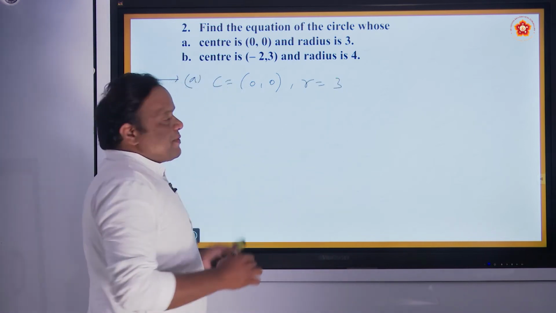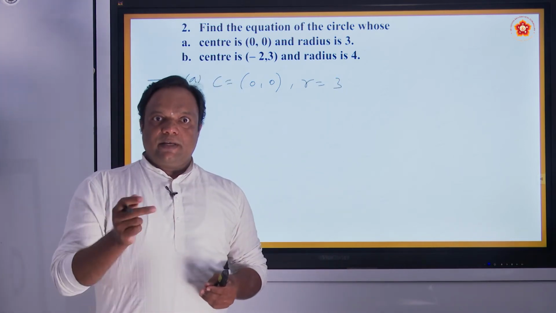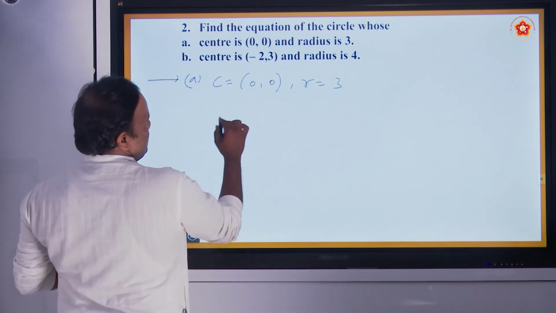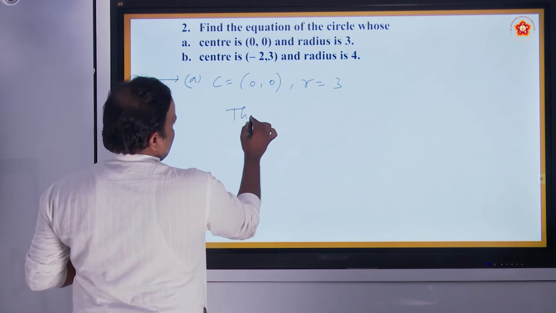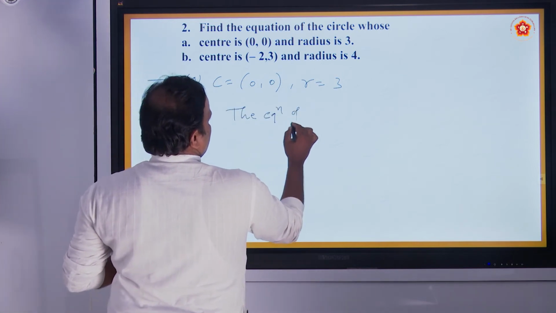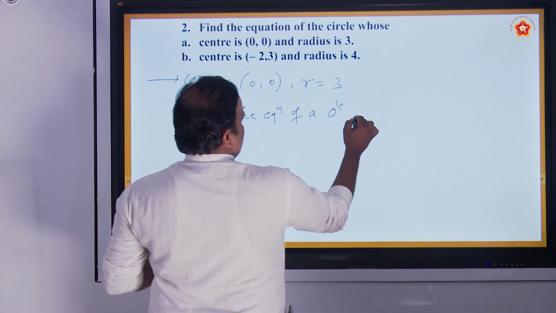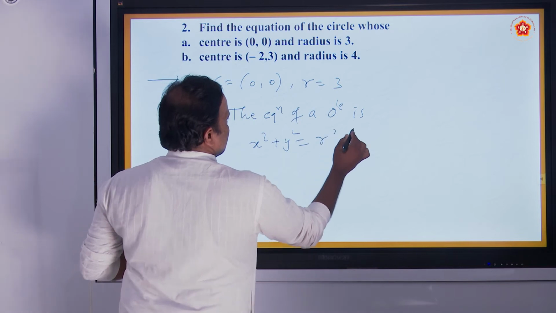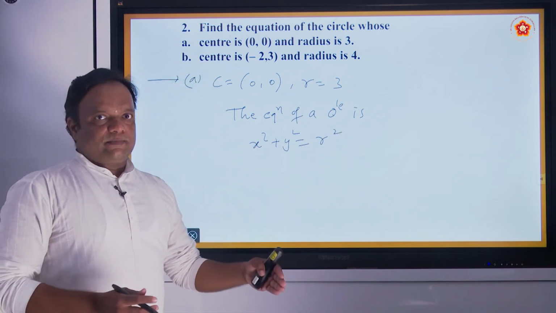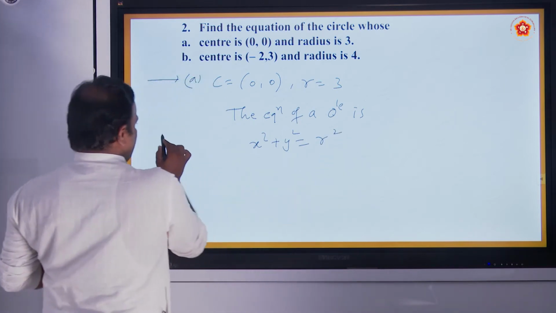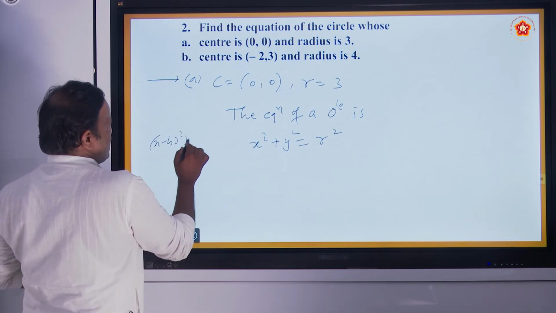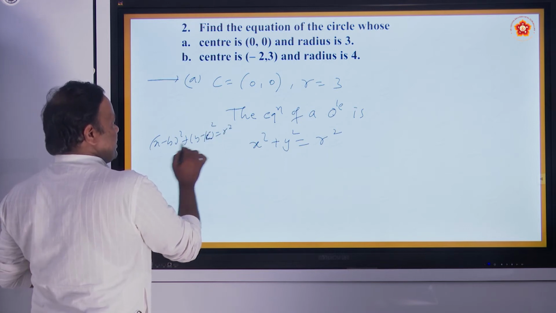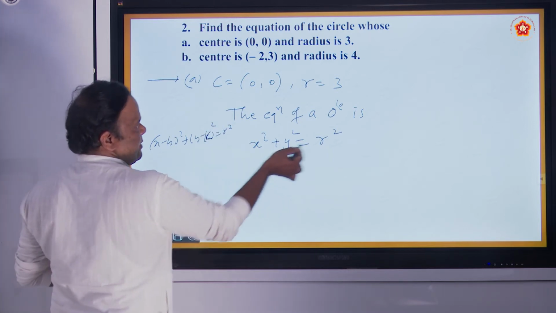So use the equation of circle, center radius form, when the center is the origin, that means 0 comma 0. The formula is x square plus y square is equal to r square when the center is origin. Otherwise use the formula (x minus h) whole square plus (y minus k) whole square is equal to r square. This is also correct. Put h equal to 0 and k equal to 0, you will get the same formula.